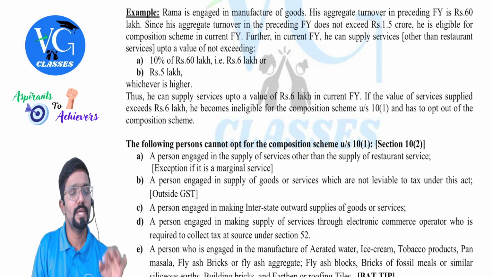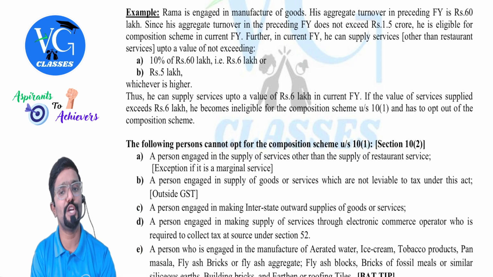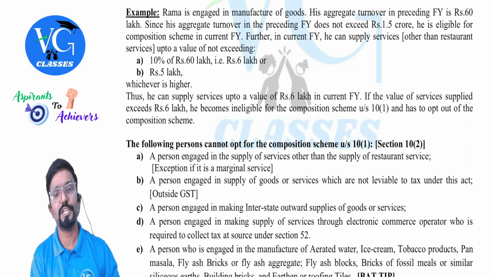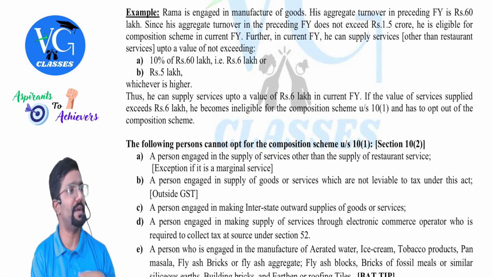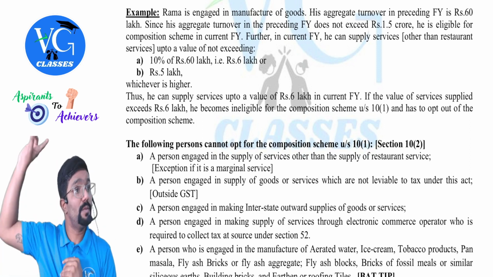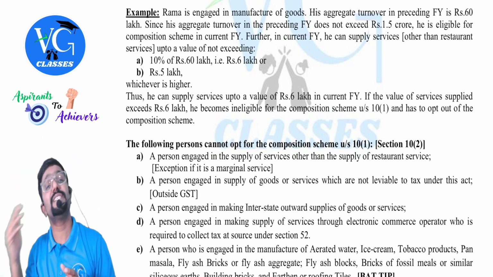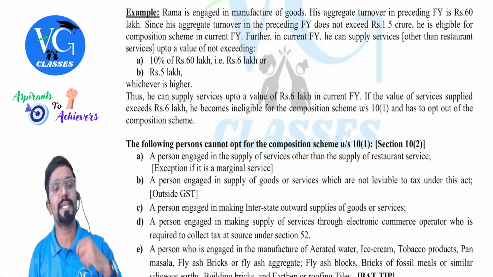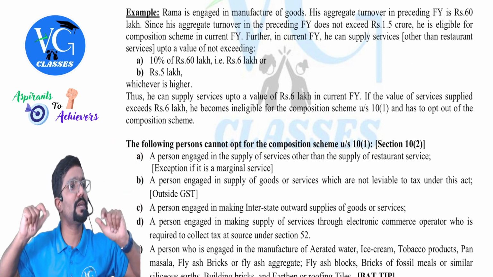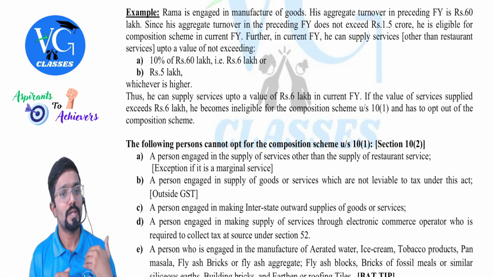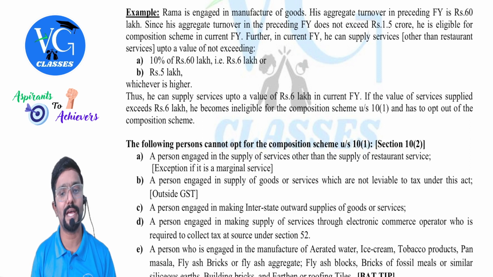Yes, sir. Since his aggregate turnover in the preceding financial year does not exceed 1.5 crore, he is eligible for composition scheme in the current financial year. Further, in the current financial year, he can supply services other than restaurant. Up to what amount? For restaurant there is no limit. But if it is other service other than restaurant, can you supply how much ever you want? No. How much? Not exceeding. Last year turnover is 60 lakh. 10% of that comes to 6 lakh. Or 5 lakh, whichever is higher, 6 lakh. Thus, he can supply services up to 6 lakh in the current financial year.